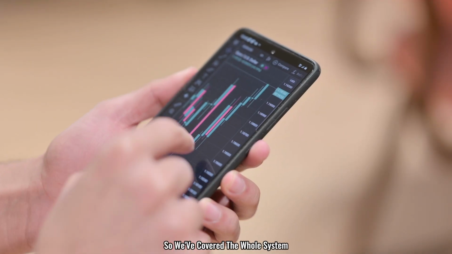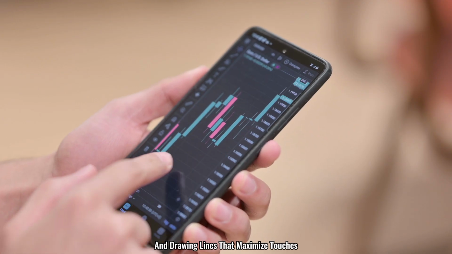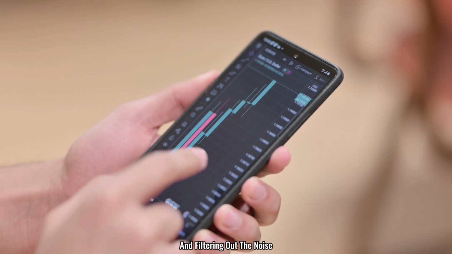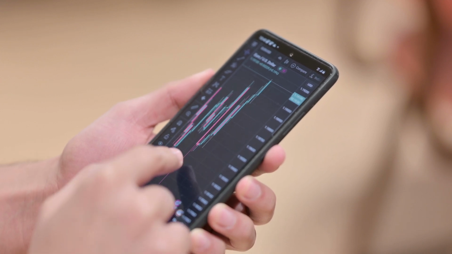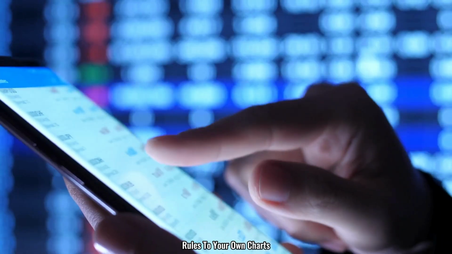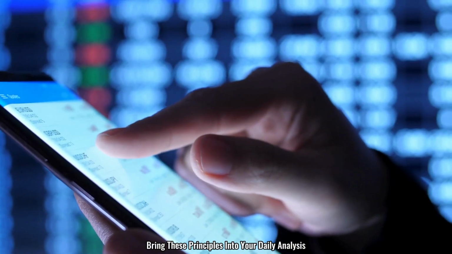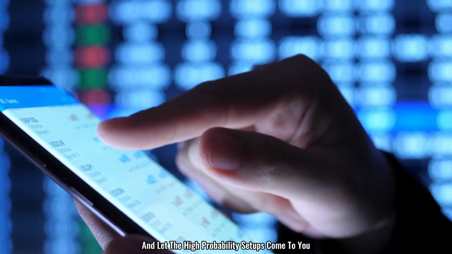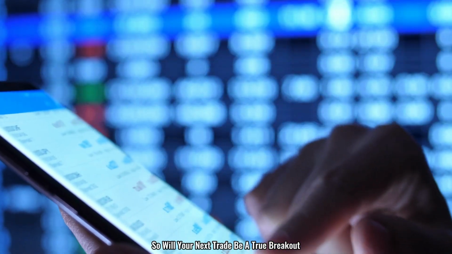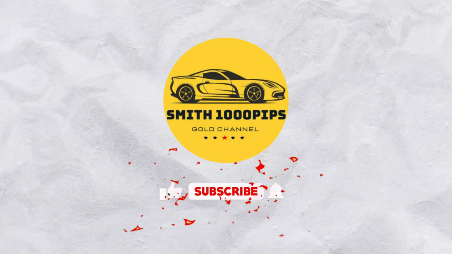So, we've covered the whole system, from defining swing points and drawing lines that maximize touches without forcing them, to stacking layers of confluence and filtering out the noise with multi-time frame analysis. The question is, are you ready to apply these disciplined rules to your own charts and finally stop forcing trades that just aren't there? Bring these principles into your daily analysis and let the high probability setups come to you. So, will your next trade be a true breakout or just another trap? The choice comes down to your discipline.